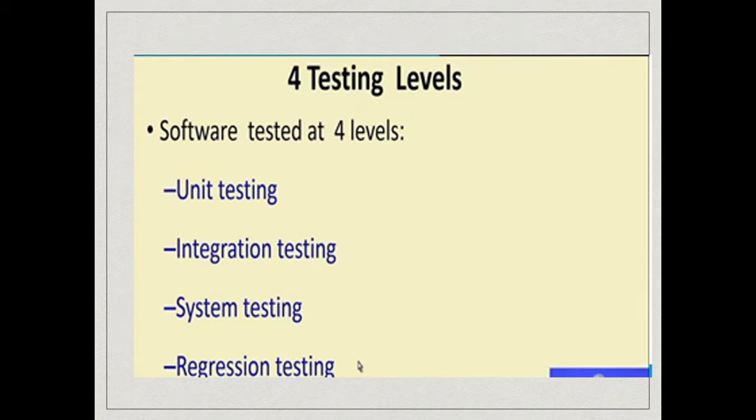Now let's look at the testing levels. Software is tested at four levels: unit testing, integration testing, system testing, and regression testing. In unit testing, each module or function is tested. In integration testing, a set of modules is integrated and tested. In system testing, all the modules are integrated and the complete system is ready. Regression testing is done during maintenance; any bugs that are fixed need regression testing.